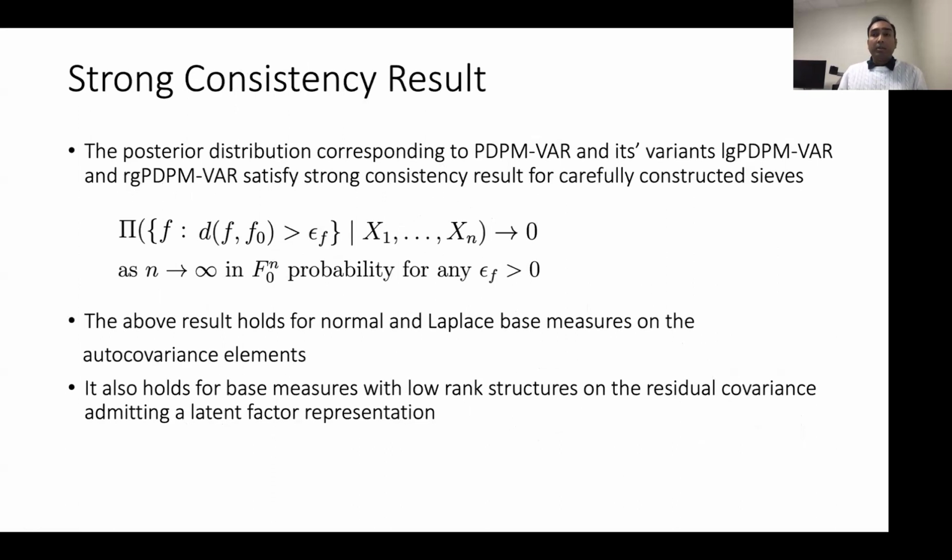Using these sieves and under certain reasonable conditions, we show strong consistency, right? Which is a desirable result. And then in some follow-up lemmas, we show that the above results hold for normal and Laplace base measures on the autocovariance elements. And it also holds for low-rank structures on the residual covariance.